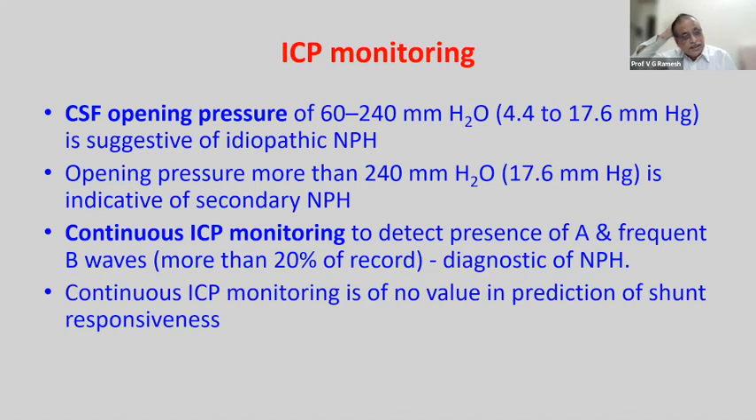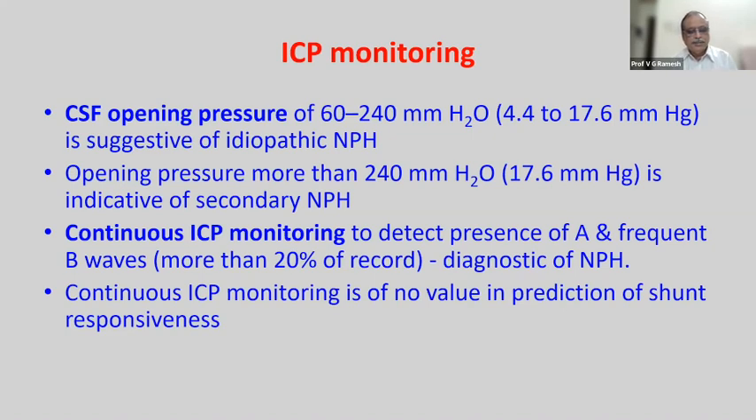Intracranial pressure monitoring has been used of late for diagnosis of normal pressure hydrocephalus. Overnight recording of intracranial pressure, if it is more than 17.6, it is between 4.4 and 7.56 to suggest an NPH. And in continuous ICP monitoring, if they show Lundberg's A waves or B waves in more than 20% of the record, they are diagnostic of normal pressure hydrocephalus.